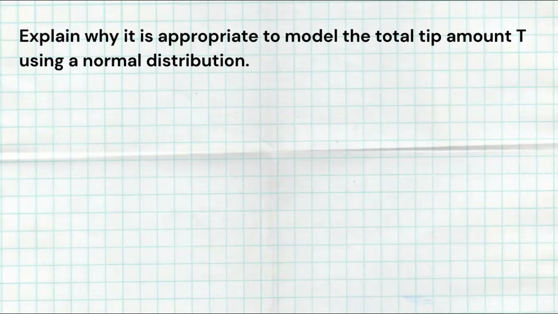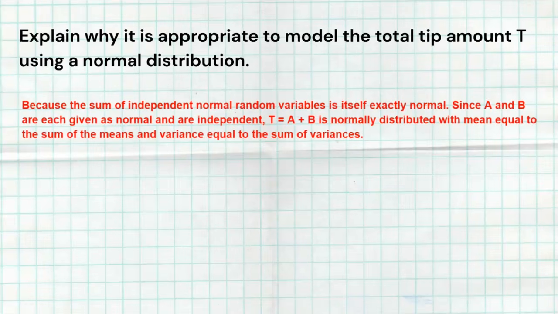All right, the next question says, explain why it is appropriate to model the total tip amount T using a normal distribution. I actually kind of alluded to this earlier, but because the sum of independent normal random variables is itself exactly normal, since A and B are both given to follow a normal distribution and they're independent, then the total, a combination of A plus B, is also normally distributed with a mean equal to the sum of the means and the variance equal to the sum of the variances. And then, of course, we square root those variances to get to our standard deviation. But because A and B are both independent and follow a normal distribution, combining them in any way, adding or subtracting, would also be a normal distribution.